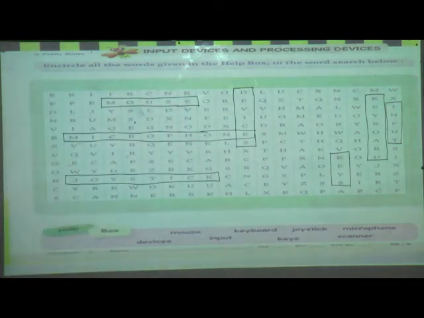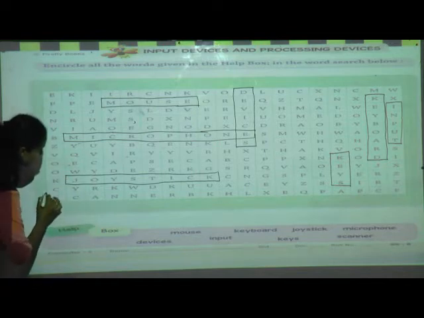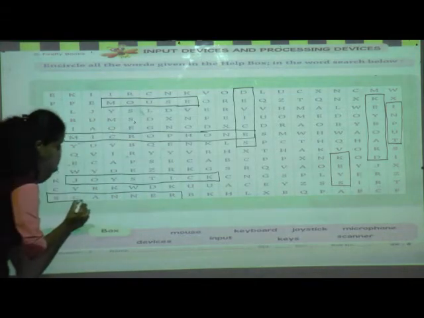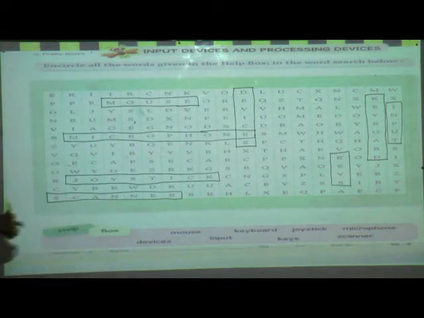And the last word is scanner. Where can we see the spelling of scanner? Yes, here. S-C-A-N-N-E-R, scanner. Understand everyone? First one is mouse, then keyboard, joystick, microphone, devices, input, keys, scanner. We have to draw the line using pencil and scale.